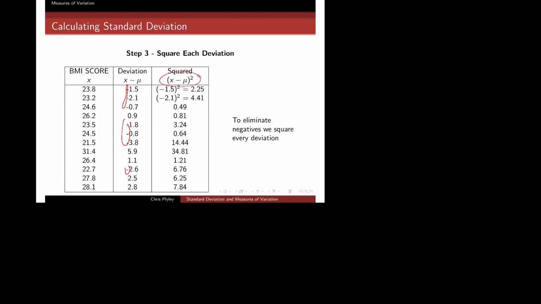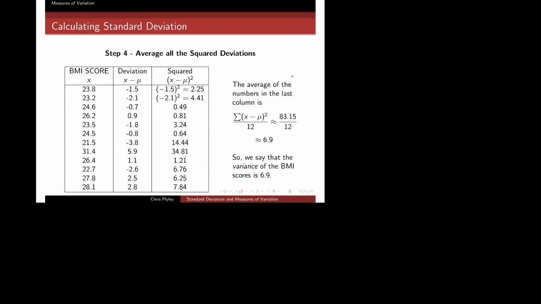I just find x minus mu squared. So minus 1.5 squared is 2.25. Minus 3.8 squared is 14.44, and so on. All I do is take each value here and square it. And of course, I should never have any negative numbers left after I do my squaring.